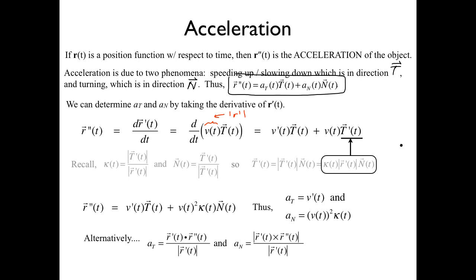Okay, does it make sense? So we're writing that second derivative in a new way, reflecting the two individual types of acceleration. And the scalar magnitudes of each of those, you've got two ways to calculate it. A sub t, either this way or this way. A sub n, either this way or this way. Any questions on that?